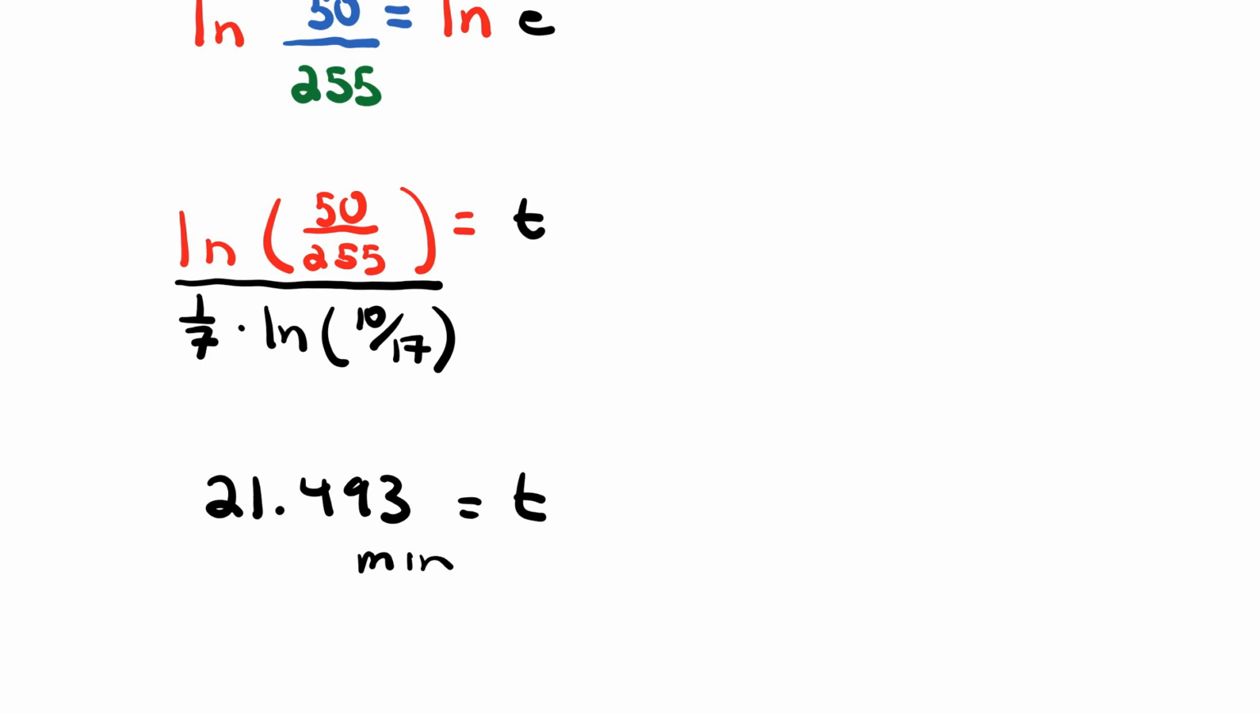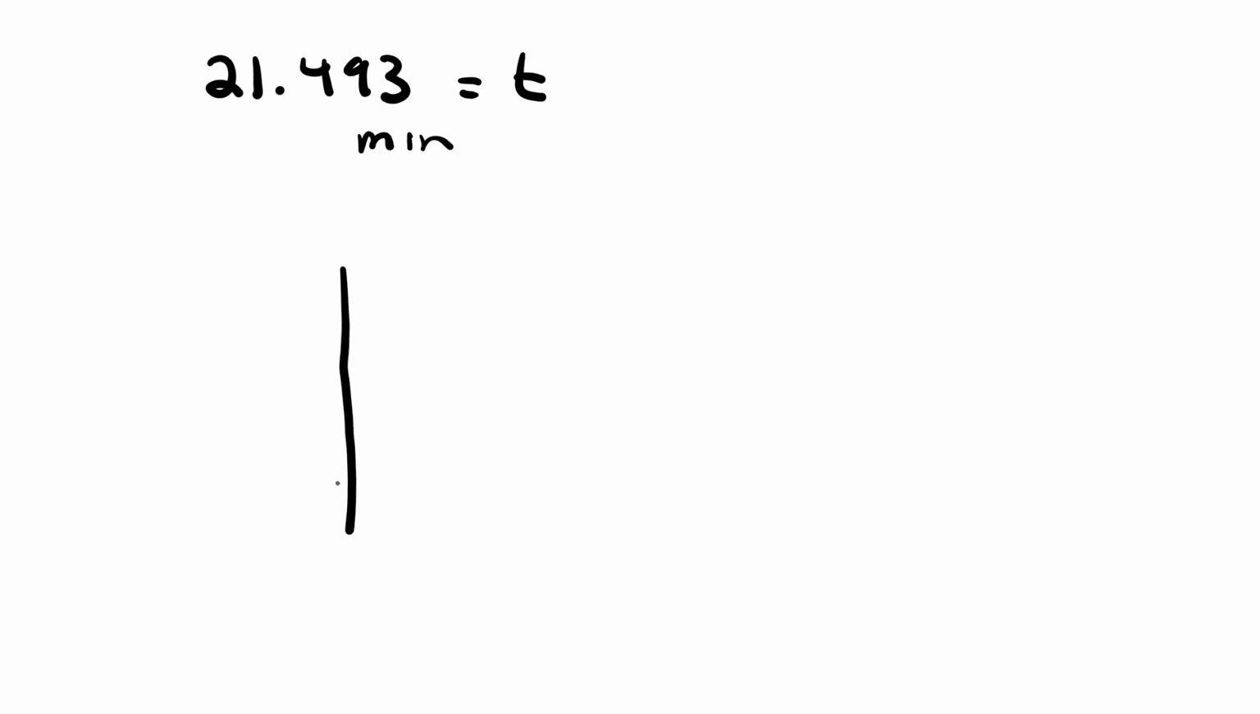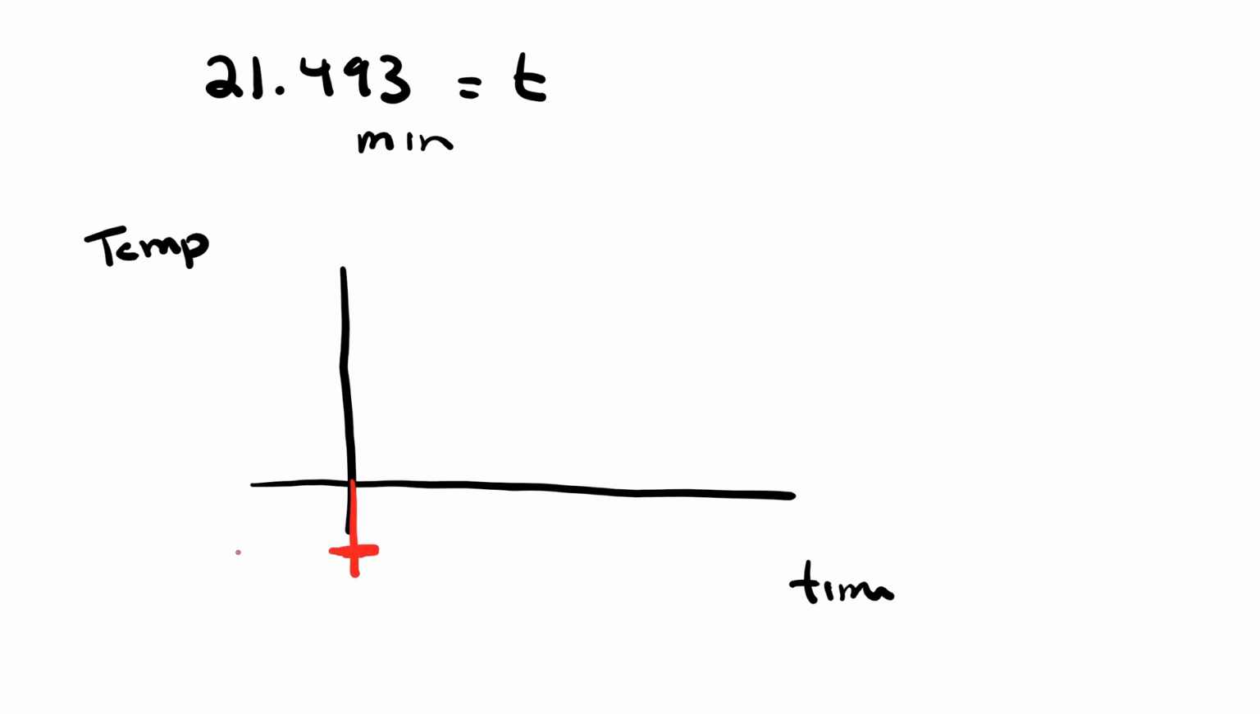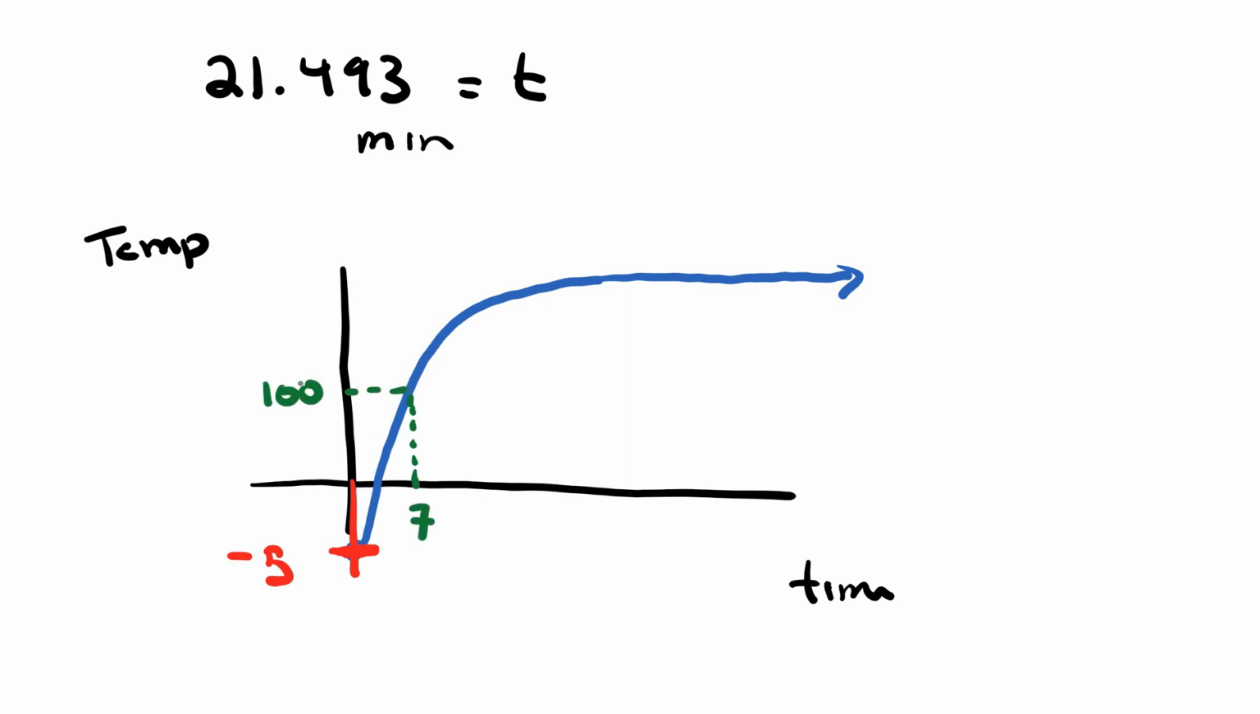All right, so that's how long it will take for this particular pizza to reach a temperature of 200 degrees Celsius. I would say in a graph like this, the graph is going to look a little bit different here. So if you had to write your temperature and your time here, I believe at the start the temperature was at negative 5 degrees Celsius. So it's going to start there, and then it's going to go up and then level off. So at various times that we're given, when we're at 7 minutes, the temperature was at 100. And at 21.493, if I go straight up, roughly the temperature we have there is going to be about 200 degrees Celsius.